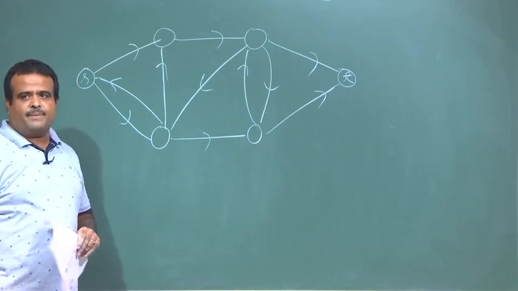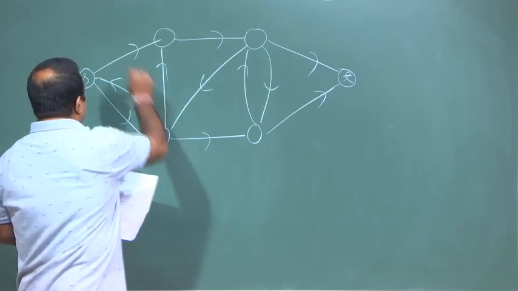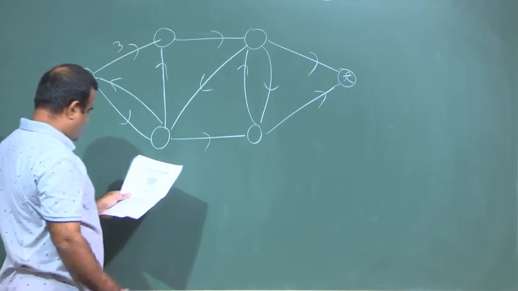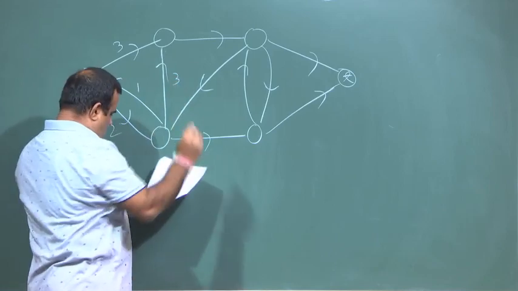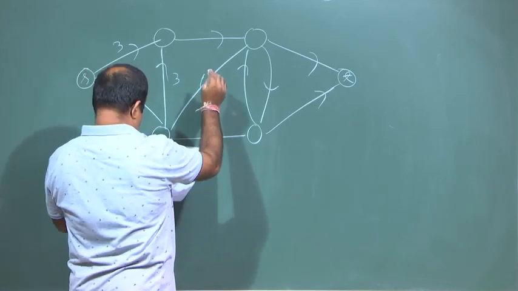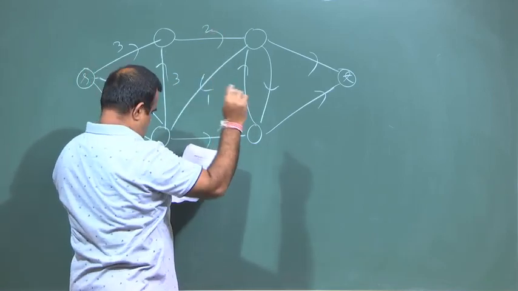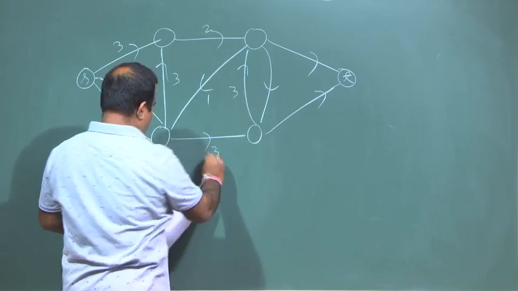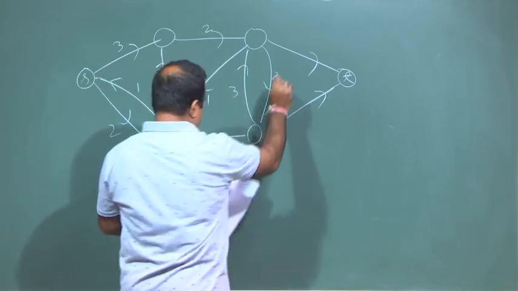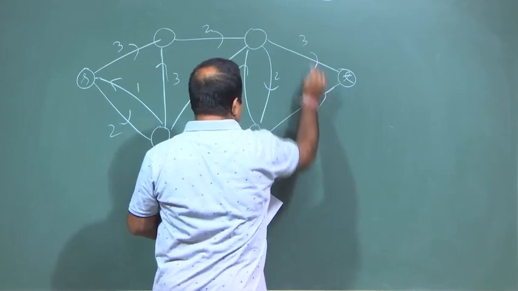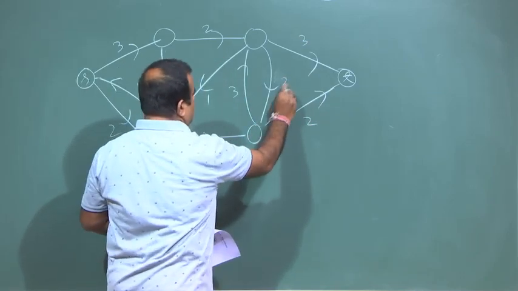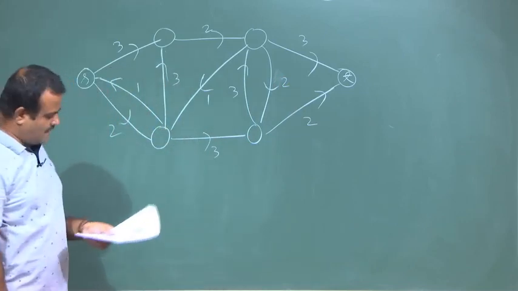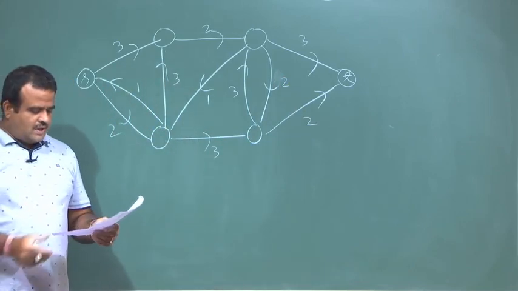Now, we have to put the capacity. So, suppose the capacities are say 3, these are all non-negative integers, 2, 1, 3, 1, 2, 3, 3, 2, 3, 2. Suppose these are the capacities. Okay.